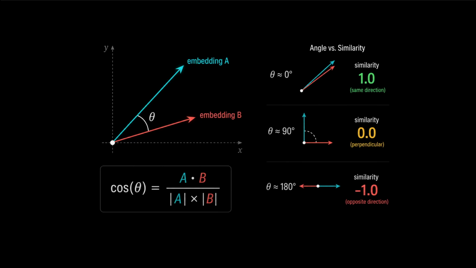Why angle instead of distance is the next question that we might get, because we care more about the direction than magnitude. A short document and a long document about the same topic should still be similar, even if one vector is technically longer. So where do embeddings actually come from today?